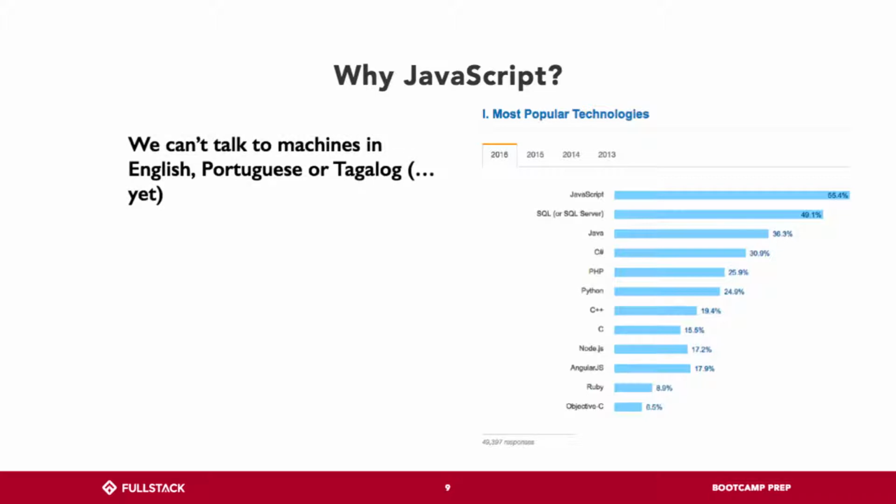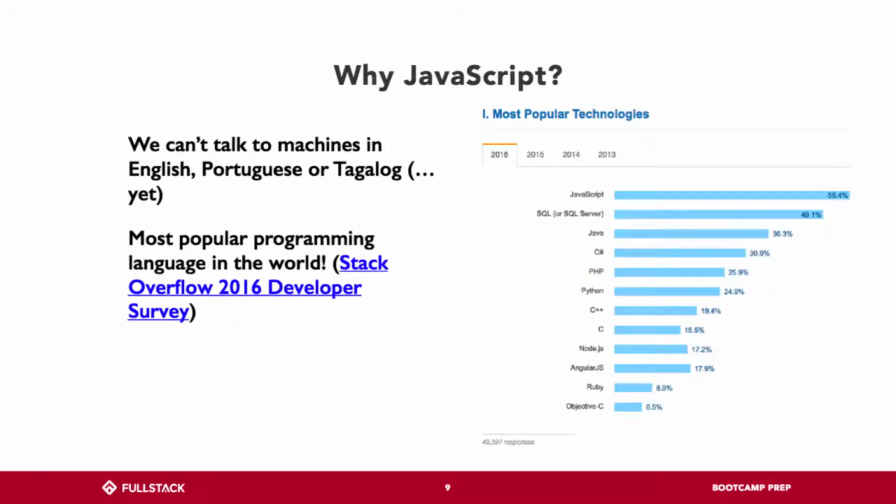So why JavaScript? JavaScript is actually the most popular programming language in the world. I think the 2017 Stack Overflow survey came out pretty recently too, and JavaScript is still the most common programming language in the world.